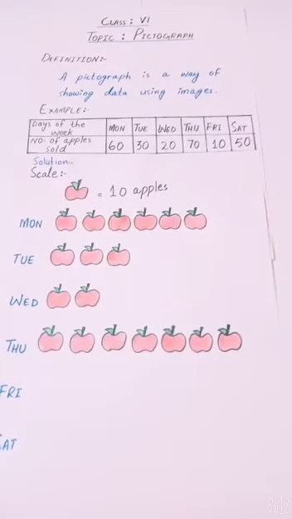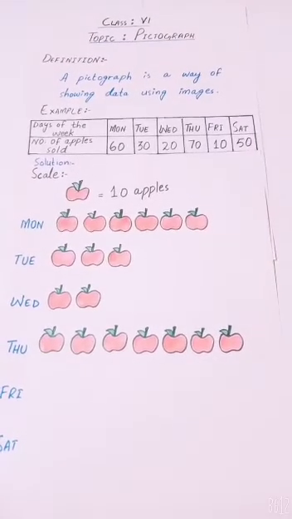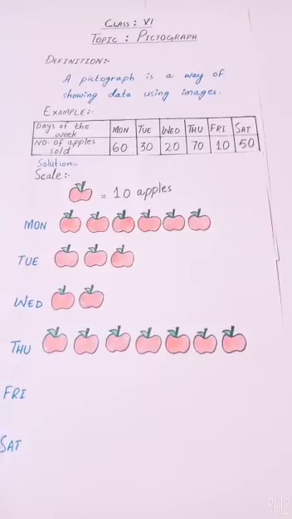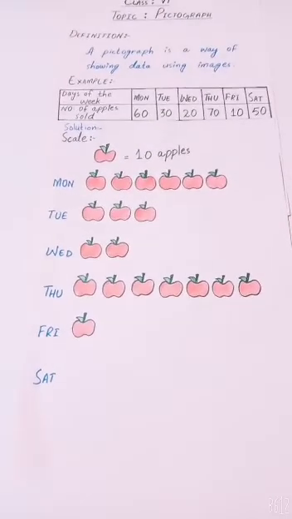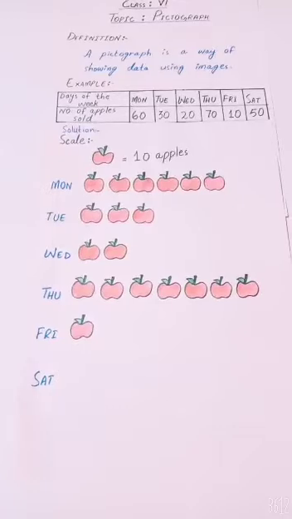On Friday, 10 divided by 10 is equal to 1. So here is 1 apple. On Saturday, 50 divided by 10 is equal to 5. So here are 5 apples.